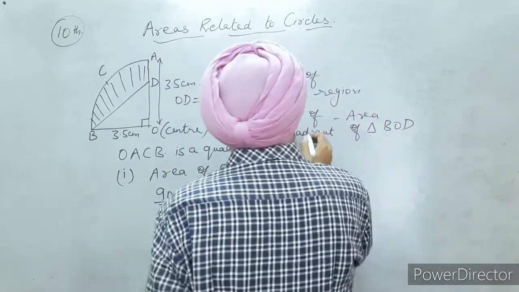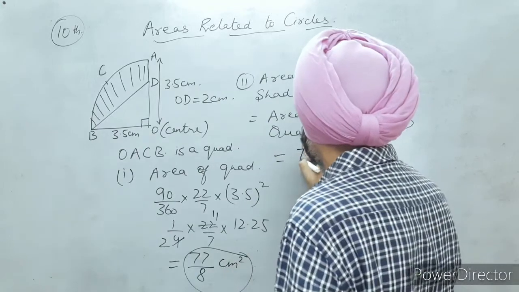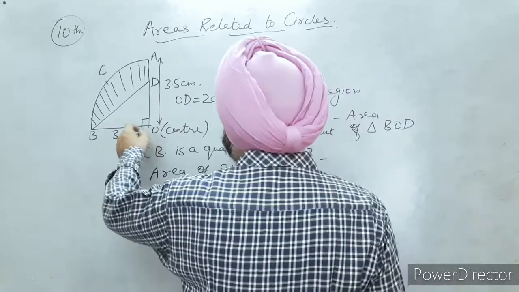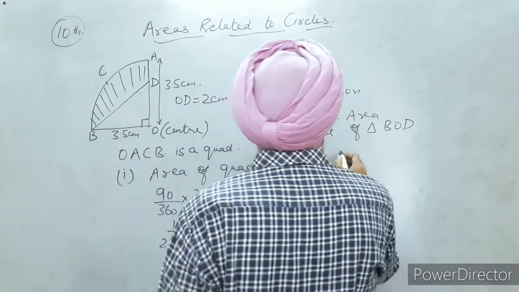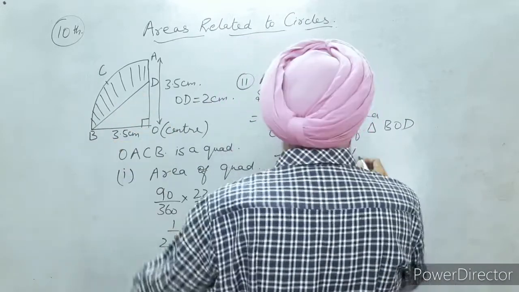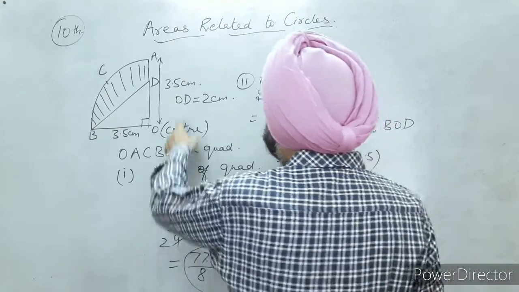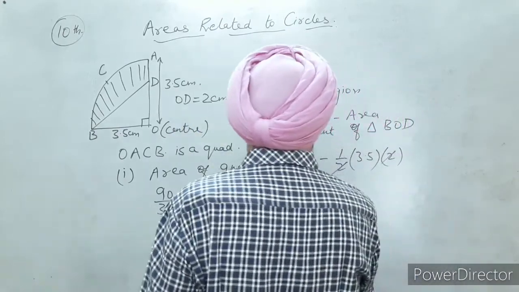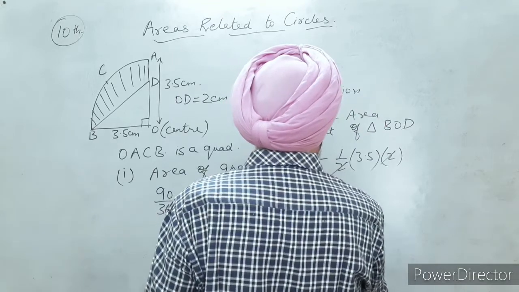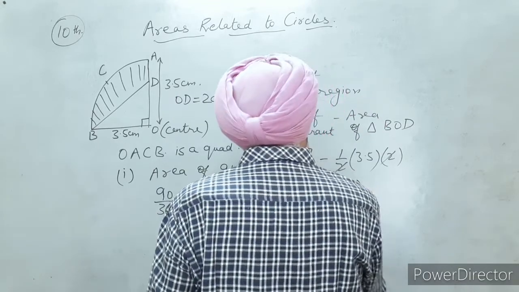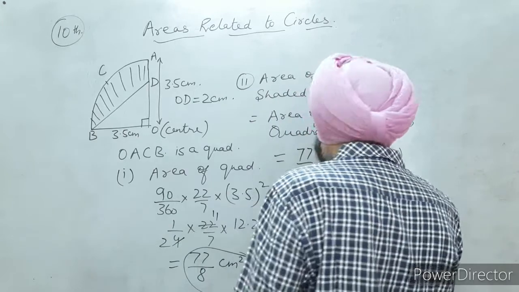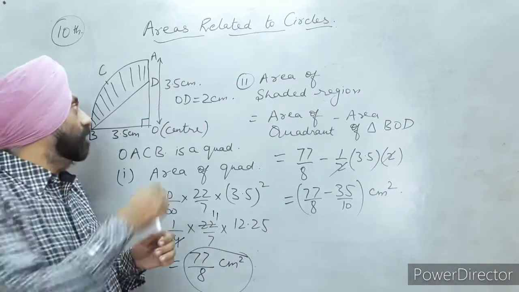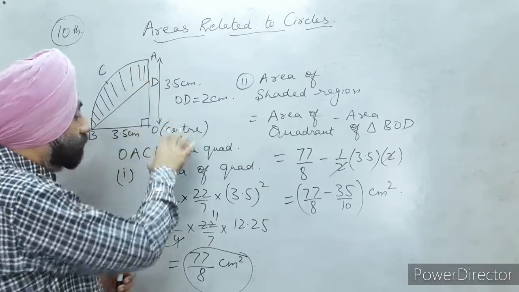BOD. For this, the area of the quadrant we have already calculated, that is 77 by 8, minus the area of triangle BOD, half base into height. That is half, base is 3.5, the height is 2 centimeter. 2 with 2 goes, I get the answer as 77 by 8 minus 35 by 10 centimeter square. This is the way we calculate the area of the shaded portion in this question.